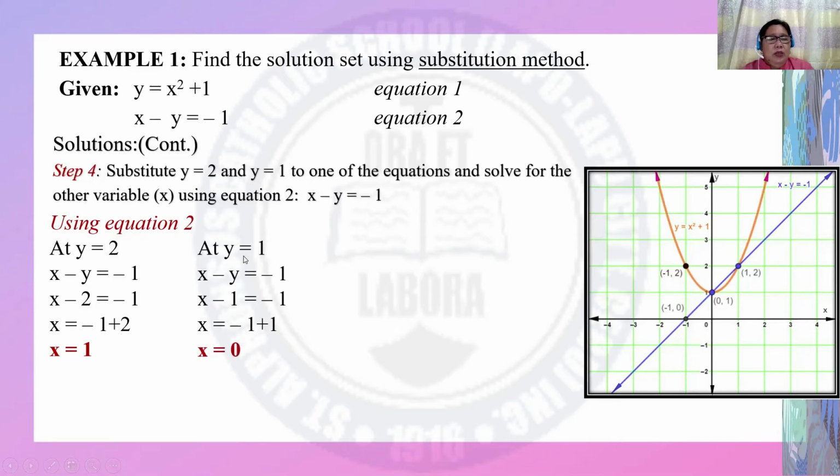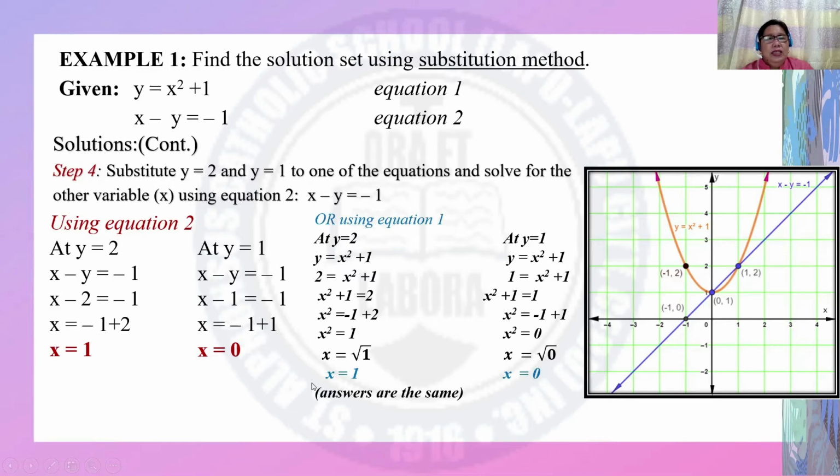At y is equal to 1, then we are going to change y into 1. So transpose negative 1 to the other side, it will become positive 1. So negative 1 plus 1 is 0. So the values of x are 1 and 0. So as I said, you can use also the other equation. So using equation 1, at y is equal to 2, then substitute the value 2 to y, and then simplify the equation. So what we have is x squared plus 1 equals 2.